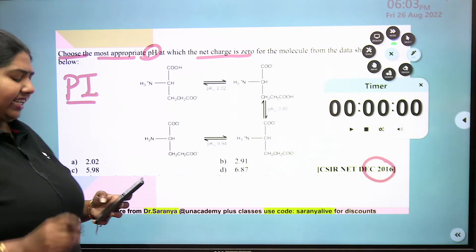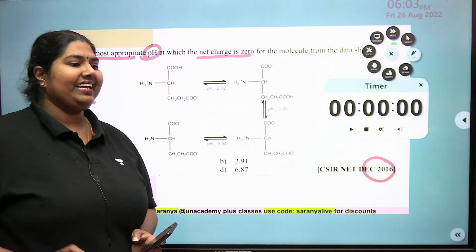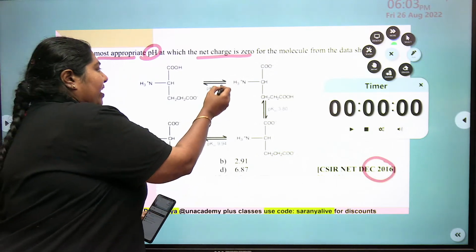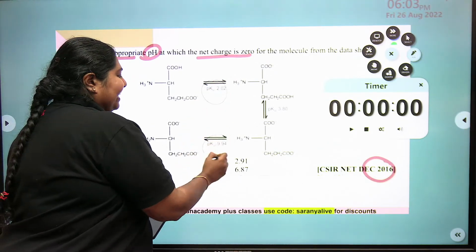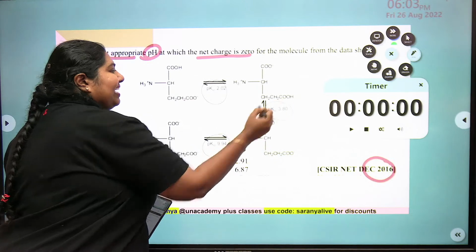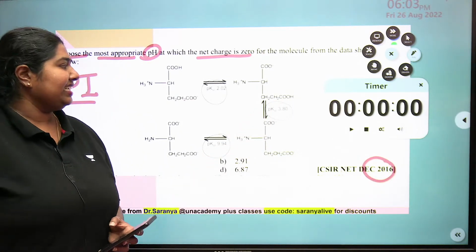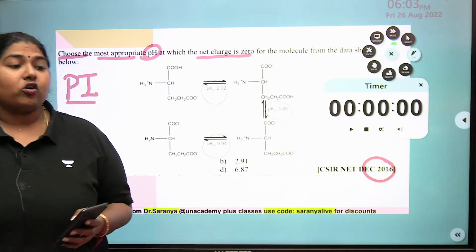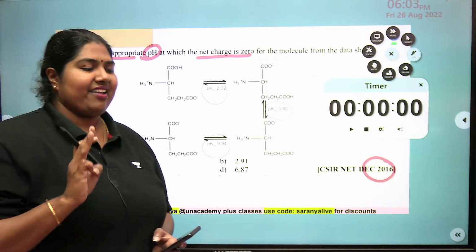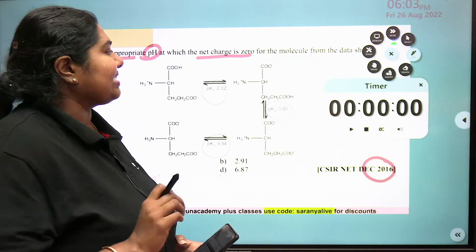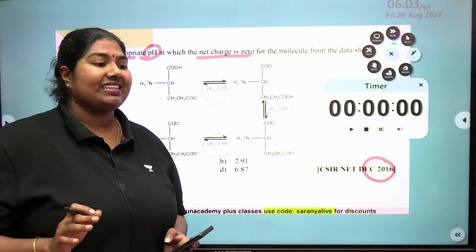Okay, any difficulty in this question? Usually you will get pI for two values, and it will be quite easy for you to solve. But in this question, the difference is that you have got 3 pKa values. So that is the trick in this question. If you are able to solve this, well and good.